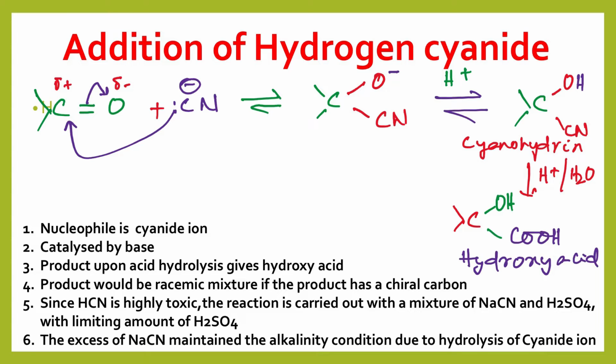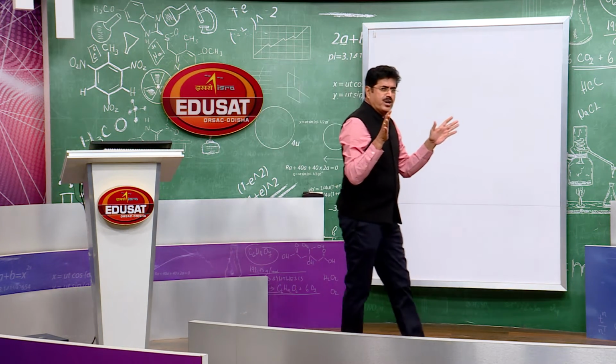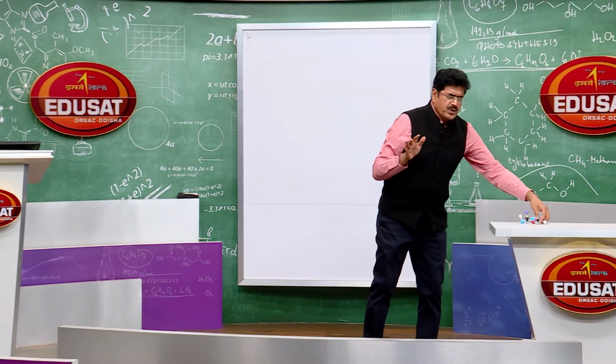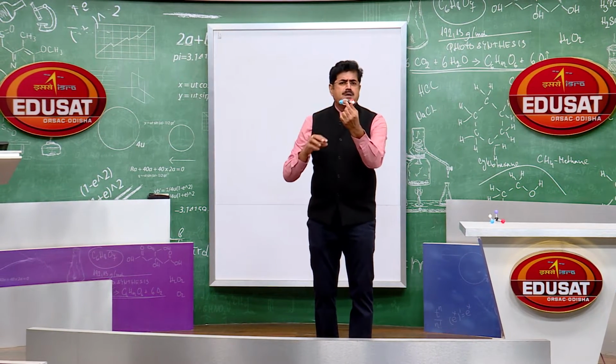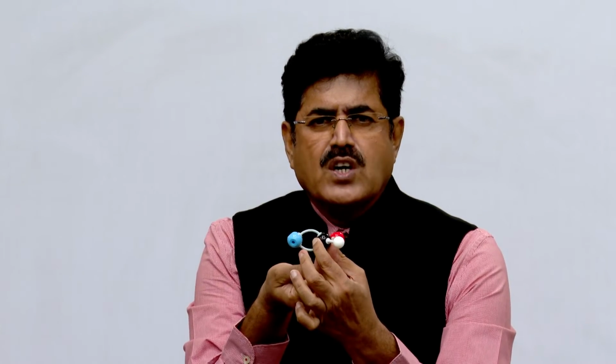The product would be a racemic mixture if the carbon atom in the product is chiral. Why? Because the carbonyl group, the carbon-oxygen double bond, is planar. Planar means all the atoms lie in the same plane. So it can be attacked by the nucleophile either from the front side or from the back side. Hence, if the product has a chiral carbon, it would be a racemic mixture, which is difficult to separate.